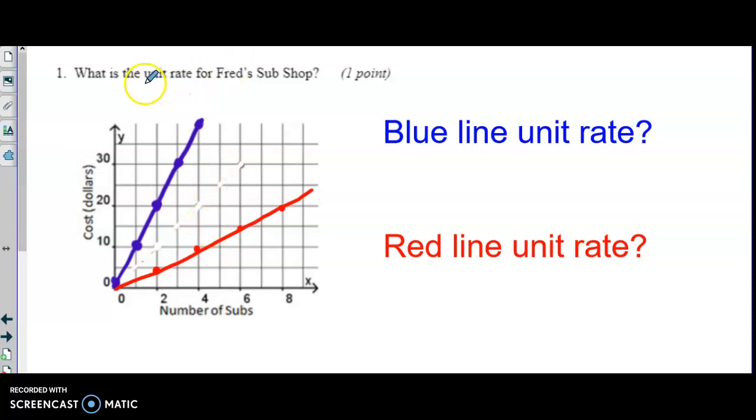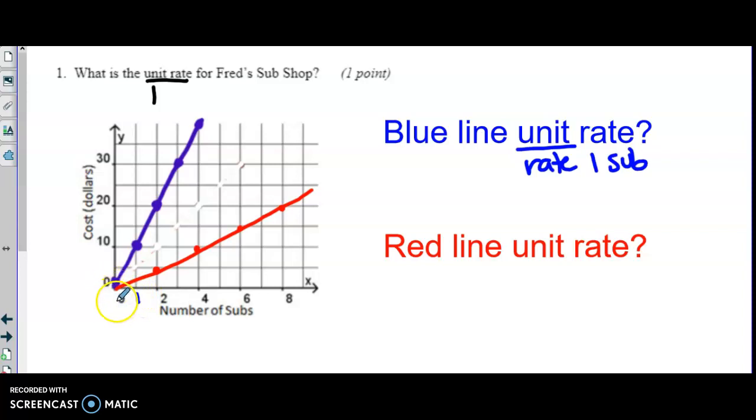But when you see the word unit rate, you're trying to figure out for every one unit what happens, or what is the rate for every one unit. So if we look at the blue line, if we try to find the unit rate, we don't just see the points that it gives us. Sometimes we can use the points it gives us, but really what we have to figure out is what's going on for every one thing. And in this case, we're talking about the number of subs. So the unit rate here would be, what's the rate for one sub sandwich?